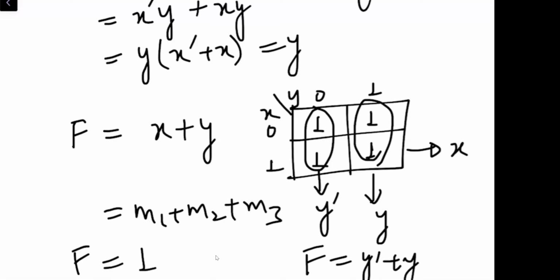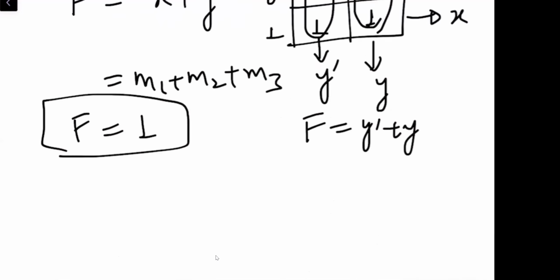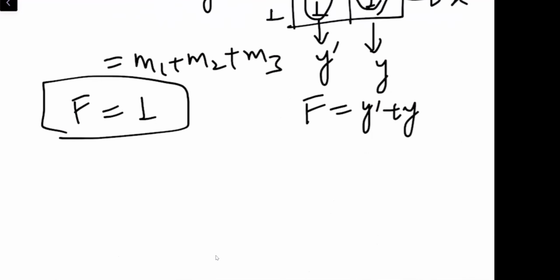And what is y complement plus y equal to? 1. So therefore what we have said is that the function is equal to 1, right? Are you with me now? Yes, sir. Similarly, I have made the groups in the vertical direction. I can make the groups in the horizontal direction as well.